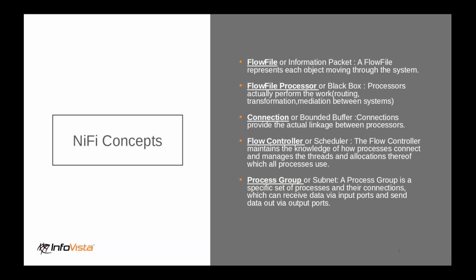Then the next concept is the flow controller, or scheduler. The flow controller maintains the knowledge of how processes connect and manages the threads and allocations thereof, which all processes use. For example, if I am having an HTTP listener inside NiFi, which is a possibility, there's an HTTP listener processor out of the box. If I want to bring this up and I want the others to be able to read the data that is going through this HTTP web server, then I need to make this service available for all the processors. So the flow controller is giving this transversal access to all the processors to the services that are brought up.